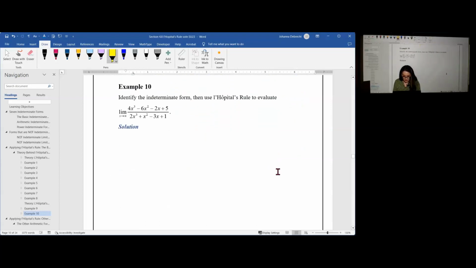Let's take a look now at example 10. In example 10, we have the ratio of 2 cubic functions. We know from what we did earlier in section 4.6 that the end behavior is going to be the ratio of the 2 highest degree terms. In this case, 4x cubed divided by 2x cubed. We know the limit should be 2. Instead of doing it that way, let's apply L'Hopital's rule and see why that worked. Go ahead and pause the video to work it out now.